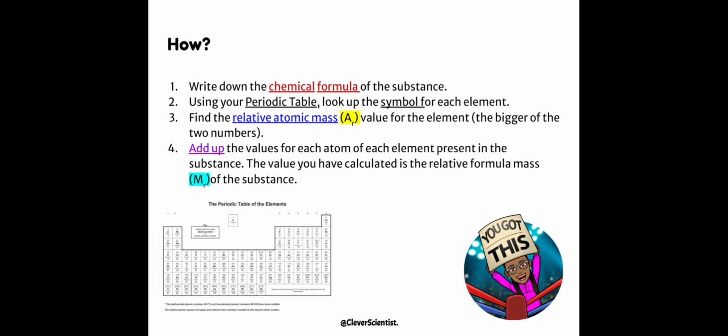As you can see, first step, you write down the chemical formula of the substance. The second step, use your periodic table to look up the symbol for the element. The third step, you find the relative atomic mass value for each element. And if you're lucky, this data will have already been given to you in the question, so you might not even have to do steps 2 and 3. Step 4. Add up the values for each atom of each element present in the substance. And then the value that you've calculated is the relative formula mass. Brilliant. Easy peasy lemon squeezy.